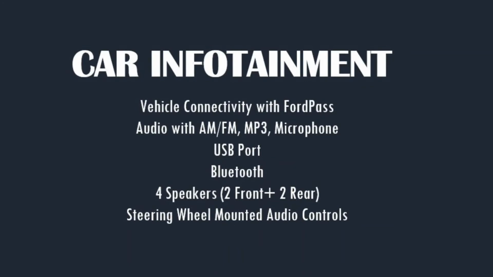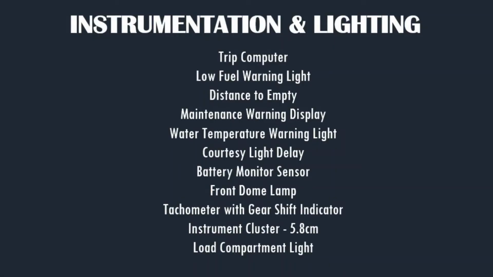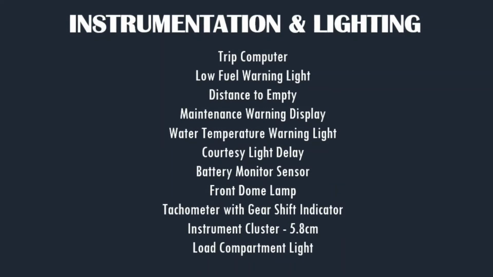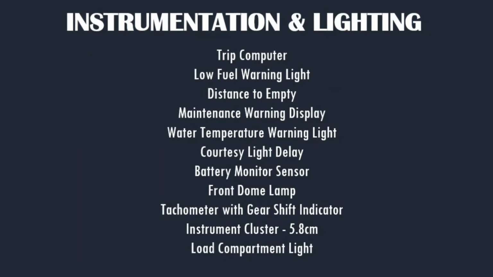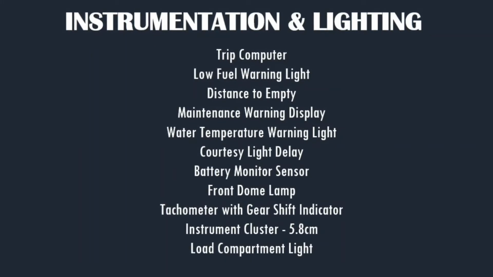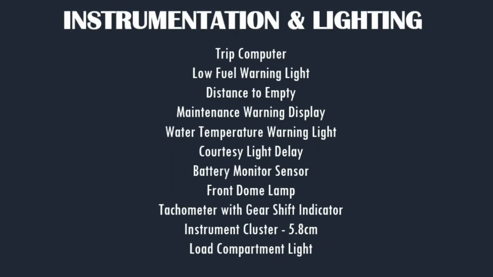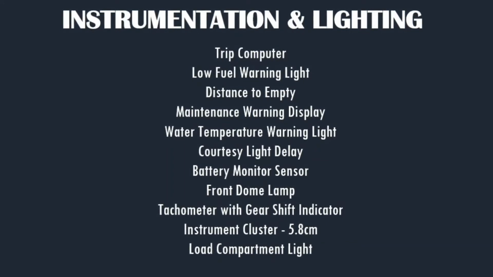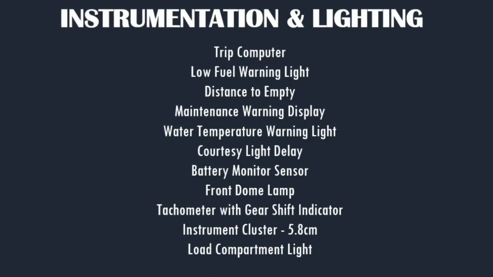Now let's see what you're getting in instrumentation and lighting cluster. And you're getting a trip computer, you're getting low fuel warning light, you're getting distance to empty indicator, you're getting maintenance warning display indicator, you have water temperature warning indicator, and you have courtesy light delay, you have battery monitor sensor, you have front dome lamp, you have tachometer with gear shift indicator, you have instrument cluster which is 5.8 centimeters, and you have load compartment light.